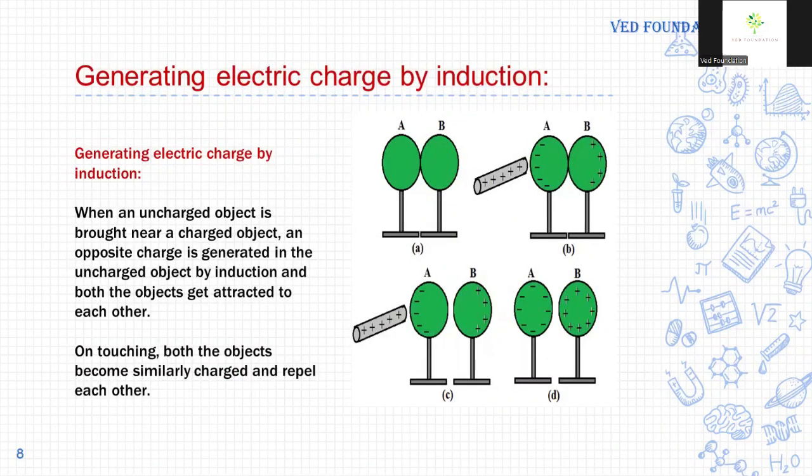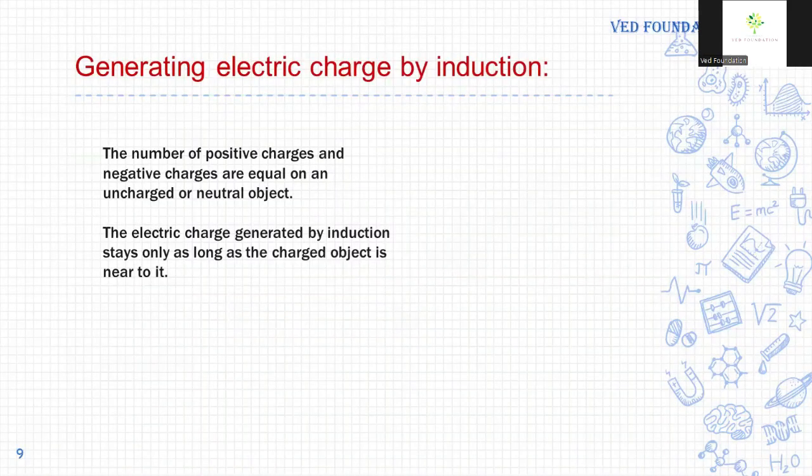Generating electric charge by induction. When an uncharged object is brought near a charged object, an opposite charge is generated in the uncharged object by induction, and both objects get attracted to each other. On touching, both the objects become similarly charged and repel each other. The number of positive charges and negative charges are equal on an uncharged or neutral body, and the electric charge generated by induction stays only as long as the charged object is near to it.